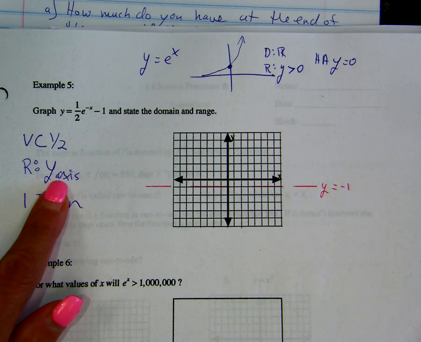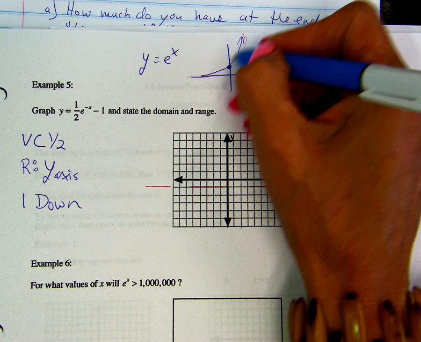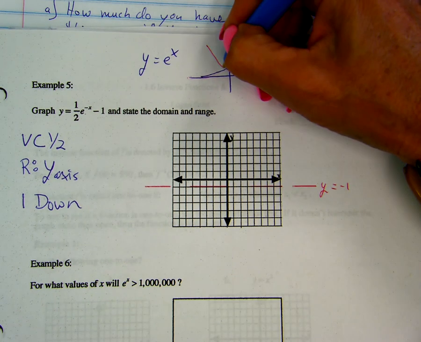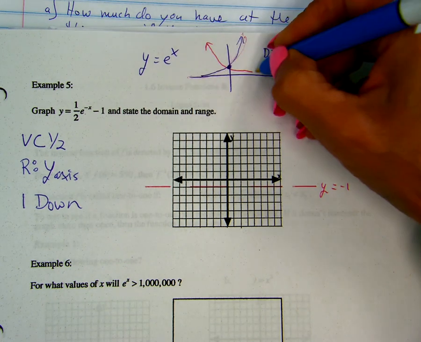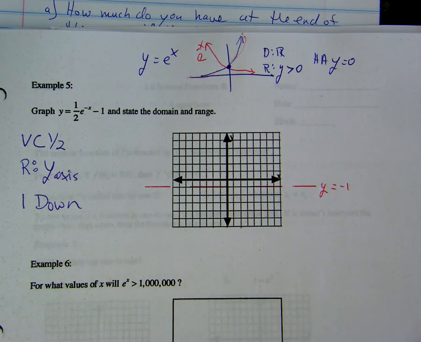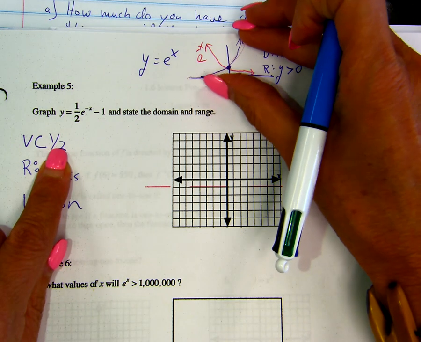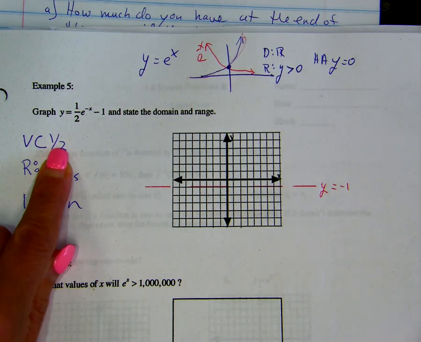This reflection in the y-axis is going to take this function, this exponential growth, and turn it into exponential decay. That's e to the minus x in red. It's going to flip the orientation of that graph. And the vertical compression is just going to make all of my y values half the size.